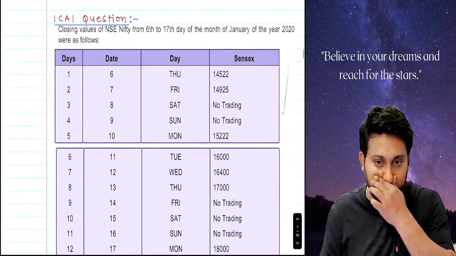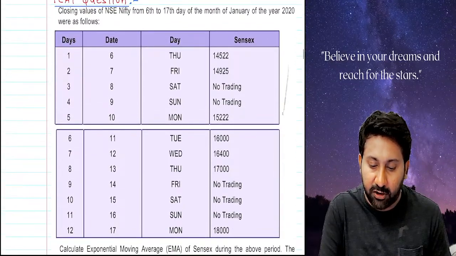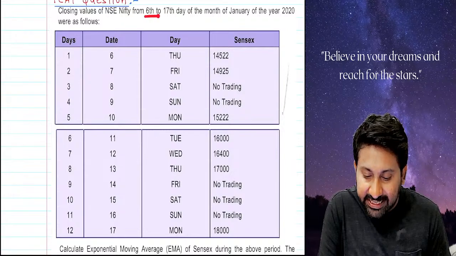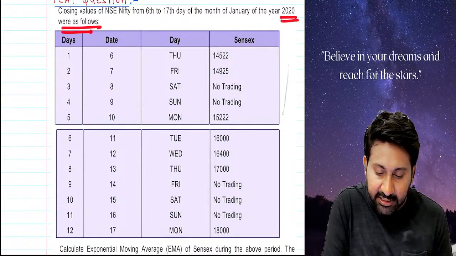Let us start with the question now. See there, ICAI question. Closing values of NSE Nifty from 6th to 17th day of the month of January 2020 were as follows.